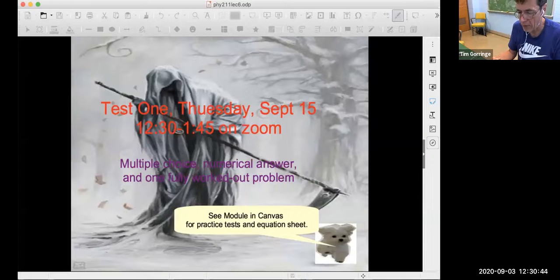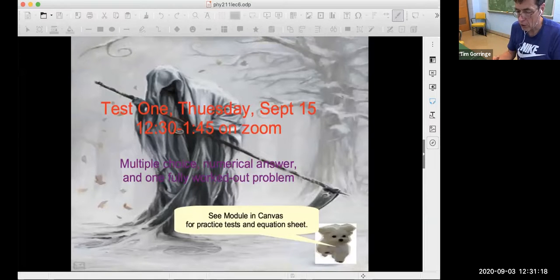It will have multiple choice questions on the test. The lecture quizzes are intended to be practice for that. It'll have some numerical answer questions on the test. WebAssign homeworks are meant to be practice for that. And it will have one fully worked out problem on the test. The recitation problem that you submit is meant to be practice for that.